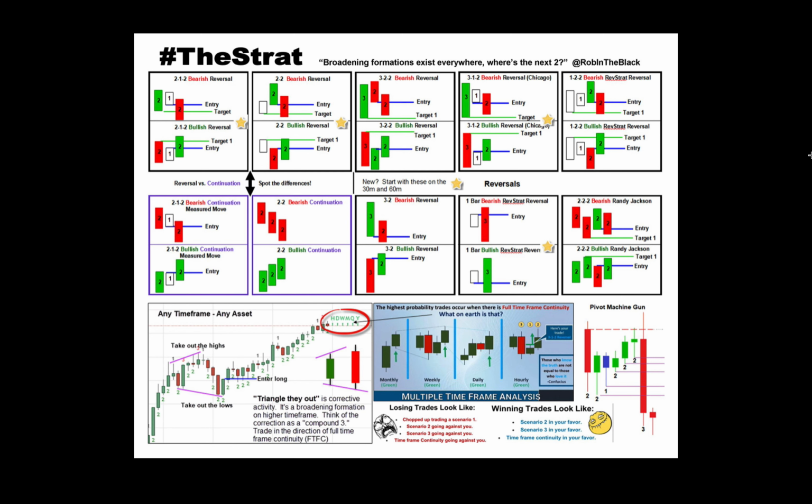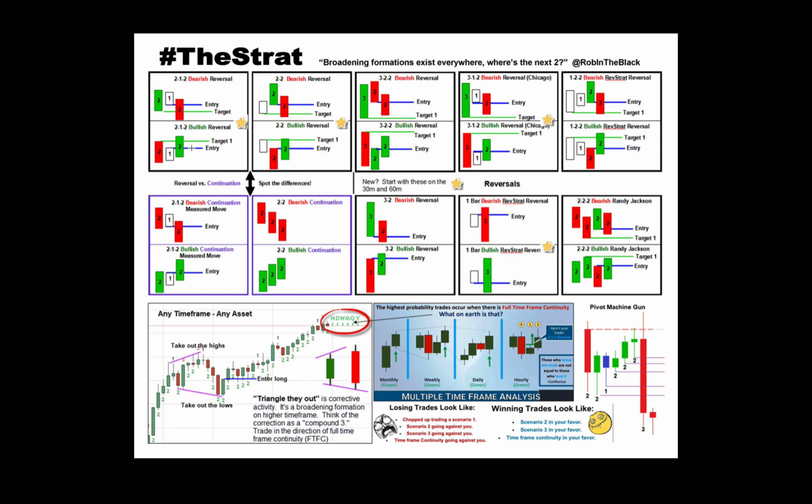There's basically 3 things a candle can do: be a 1, a 2, or a 3, and there are about 6 main reversals that you can have for the strat with very clear entries and exits. There are also continuation patterns with very clear entries, but then you have to use your own analysis of price action to come up with an exit.